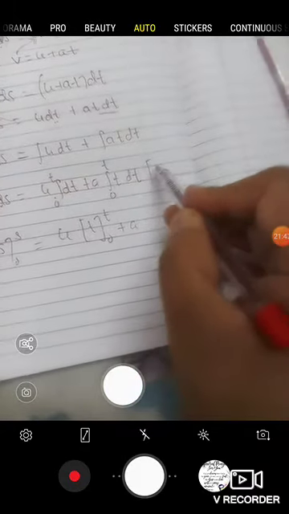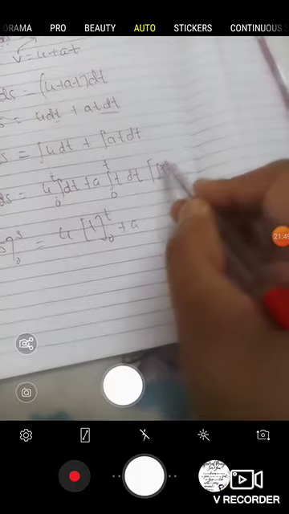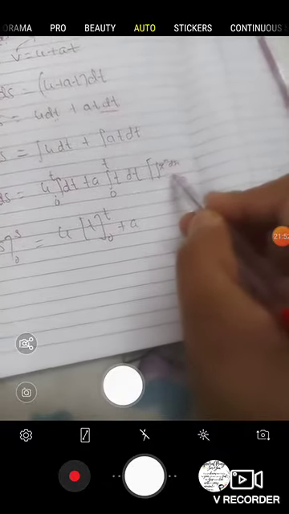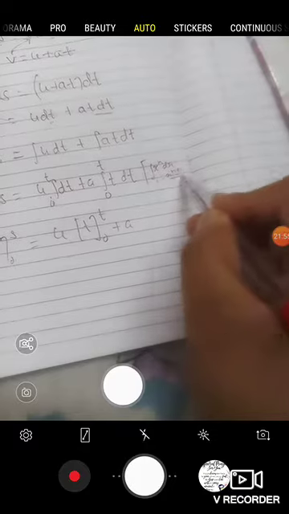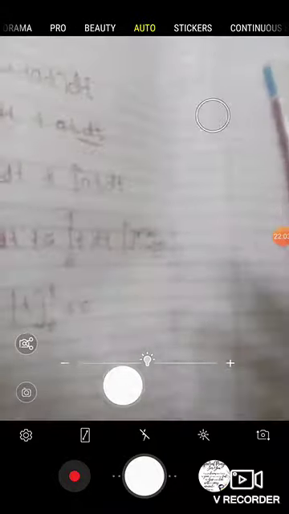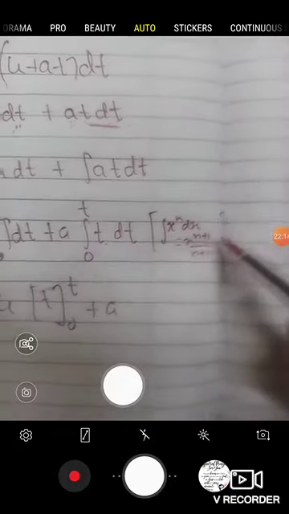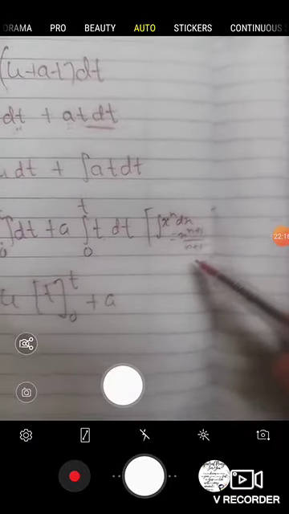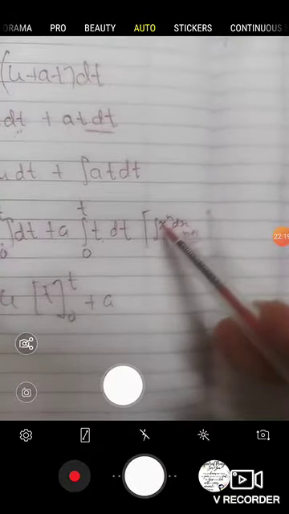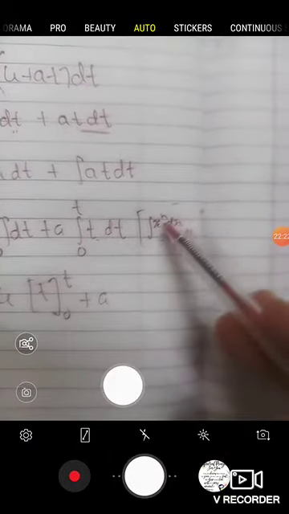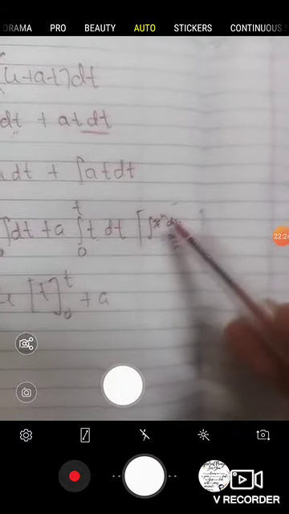This is same as integration of x to the power n dx. The formula was what? x to the power n plus 1 divided by n plus 1. This is the basic formula we have done: integration of x to the power n dx is equal to x to the power n plus 1 divided by n plus 1. This is the basic formula we have used here. Now here in place of x we have t, in place of n we have 1, in place of dx we have dt.